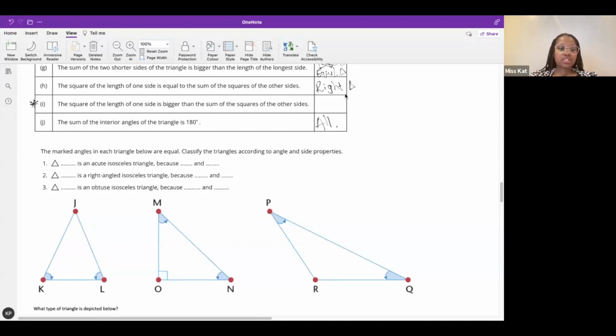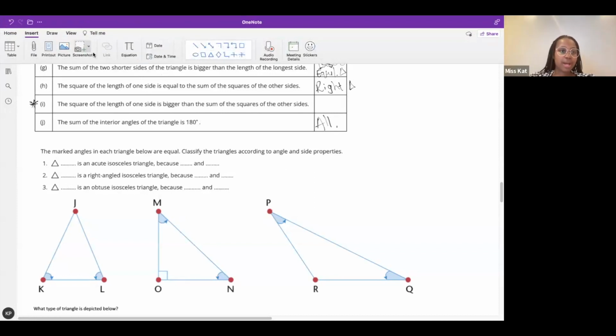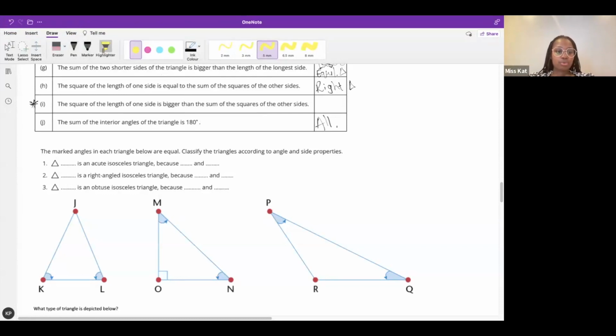Now, let's start with the first triangle. This is how we name them, guys. You go along the lines. So then the first one will be triangle JKL.